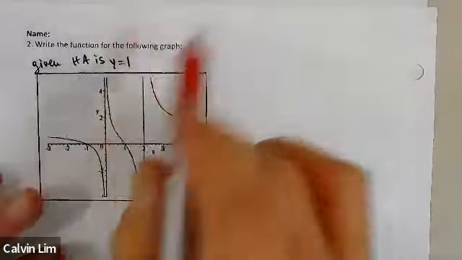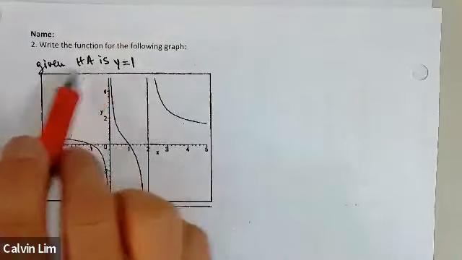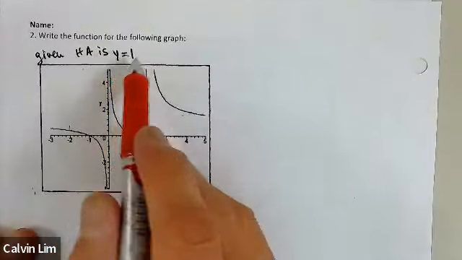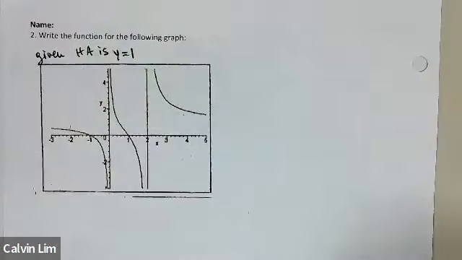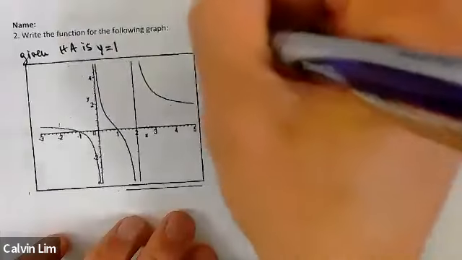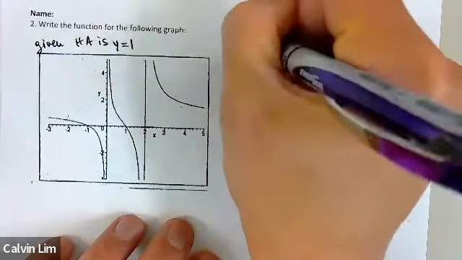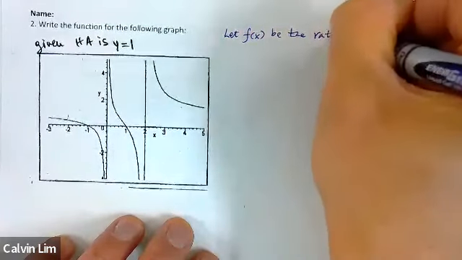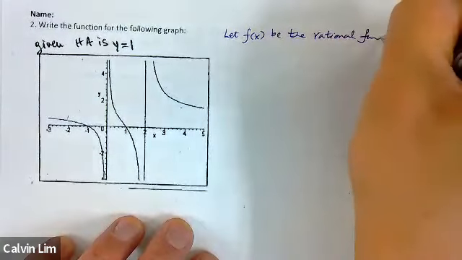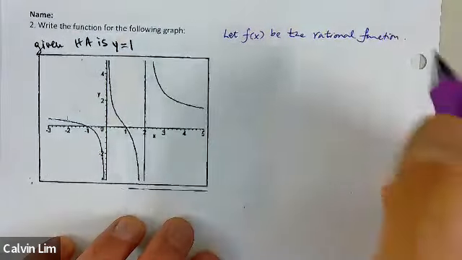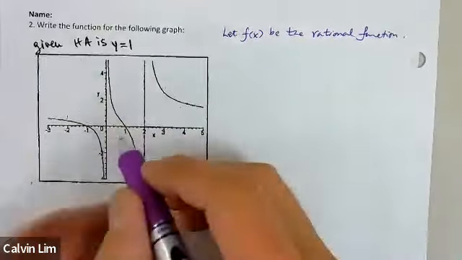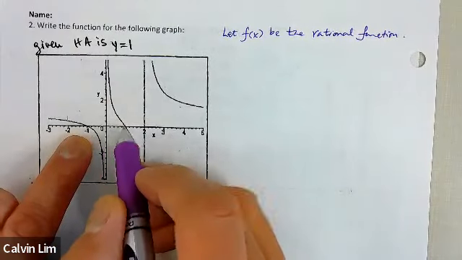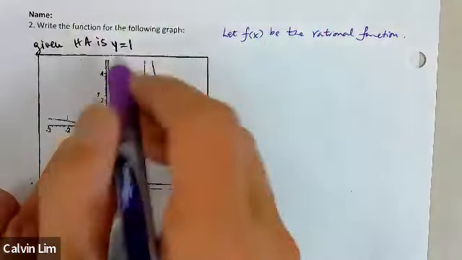Well, this is the reverse. You're given a graph and a single description here, HA, which stands for horizontal asymptote, and it has an equation of y equals 1. Write the function. So let f of x be the rational function. Based on the graph, what can you tell? The x-intercepts, the vertical asymptote, and then the horizontal asymptote.